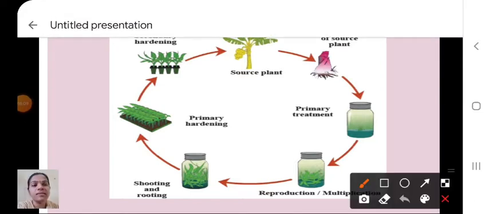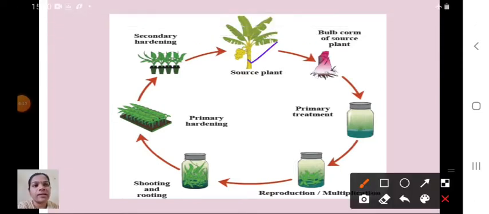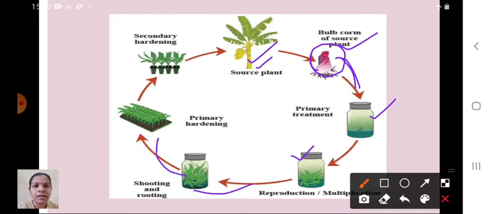So children, see here, this is a tissue culture technique. This is a source plant, and here that is the banana, isn't it? So this is the bulb that comes from that source plant, and here the tissue is separated and treated, the primary, in the laboratory. Afterwards what? The reproduction or multiplication. And next one is shooting and rooting formation. Next the primary hardening, and next one is what? Secondary hardening. So these are the tissue culture steps.